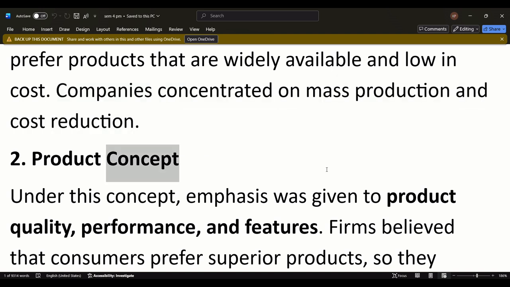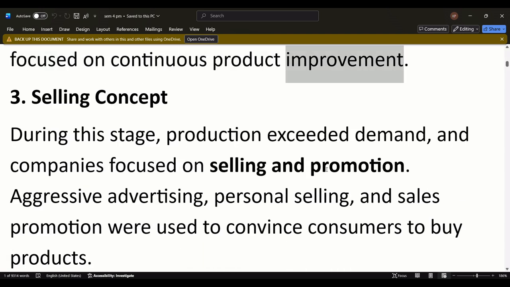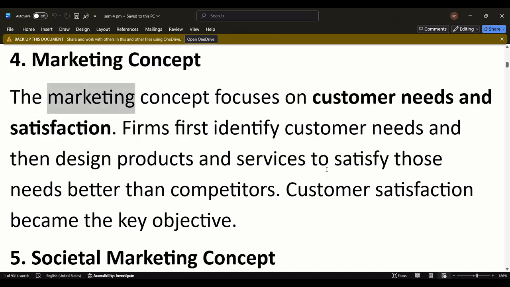2. Product concept. Under this concept, emphasis was given to product quality, performance, and features. Firms believed that consumers prefer superior products, so they focused on continuous product improvement. 3. Selling concept. During this stage, production exceeded demand, and companies focused on selling and promotion. Aggressive advertising, personal selling, and sales promotion were used to convince consumers to buy products. 4. Marketing concept. The marketing concept focuses on customer needs and satisfaction. Firms first identify customer needs and then design products and services to satisfy those needs better than competitors. Customer satisfaction became the key objective.